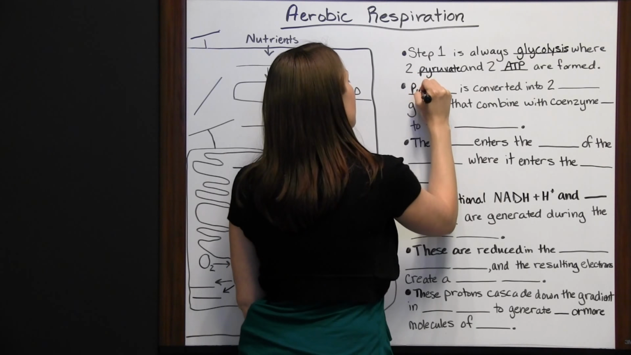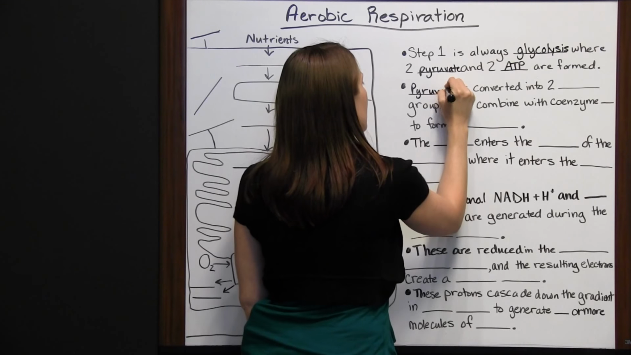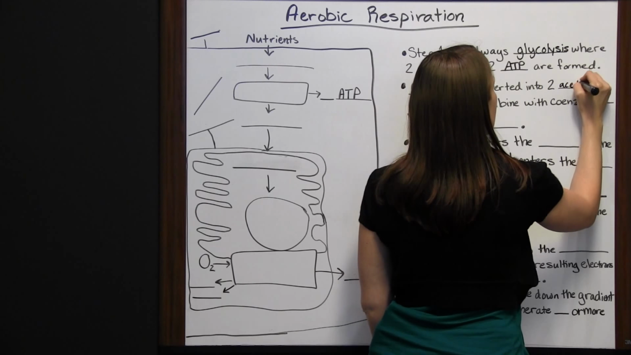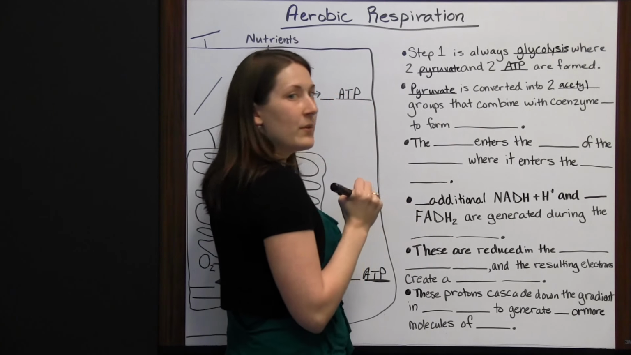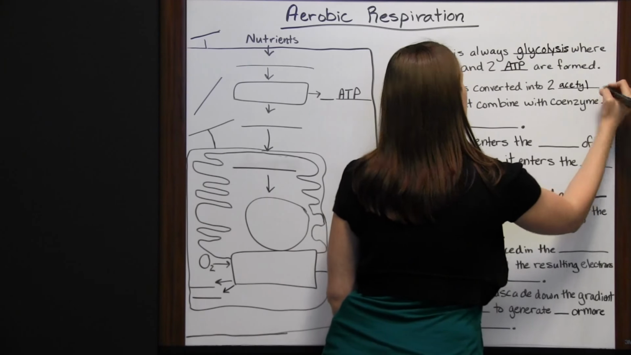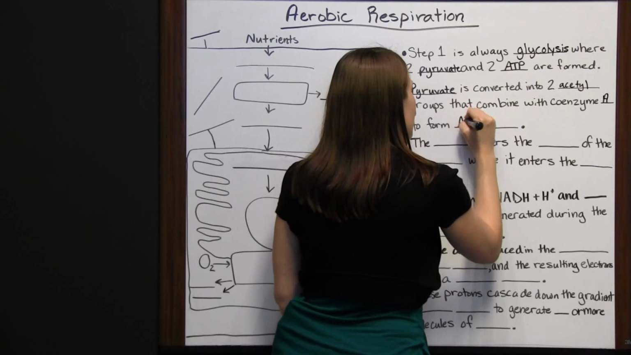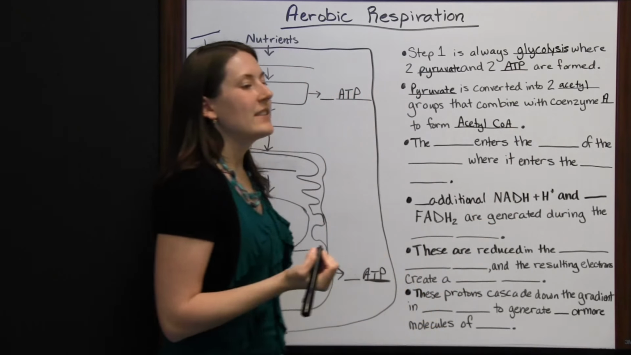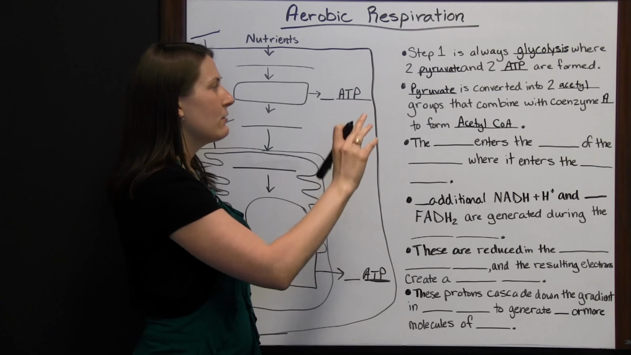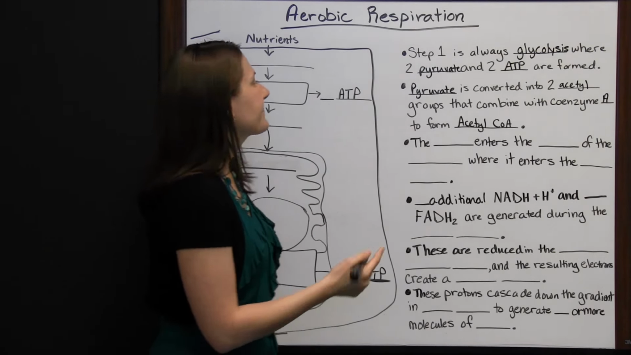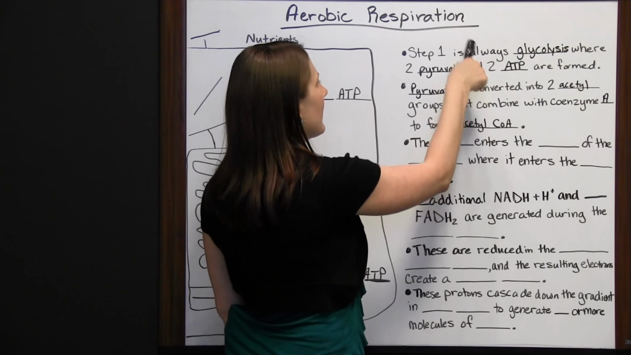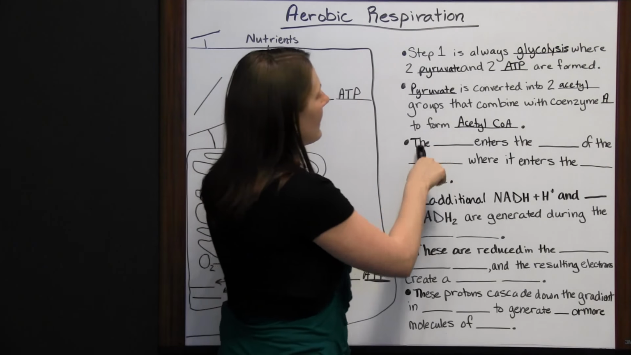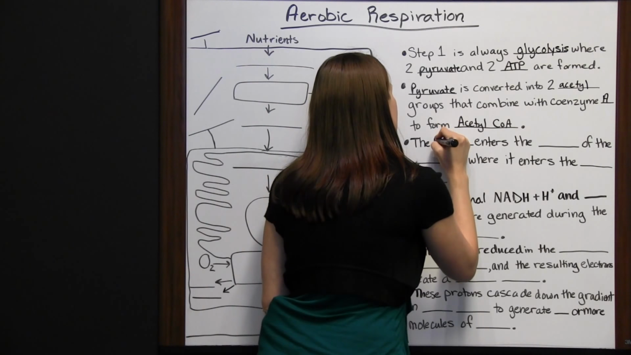So the next step is where our pyruvate is converted into 2 acetyl groups that are combined with coenzyme A to form acetyl-CoA. And that's just an abbreviation letting you know it's the acetyl groups combined with coenzyme A. And we got this from pyruvate, which we got from glycolysis, where some glucose was broken down. So let's keep going.